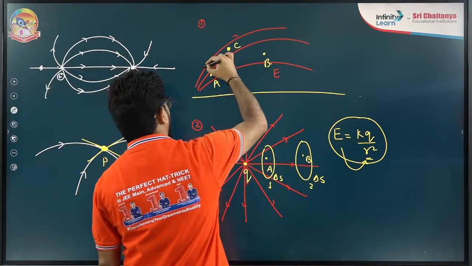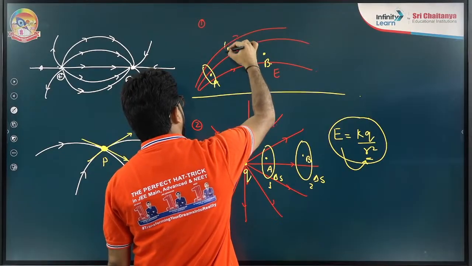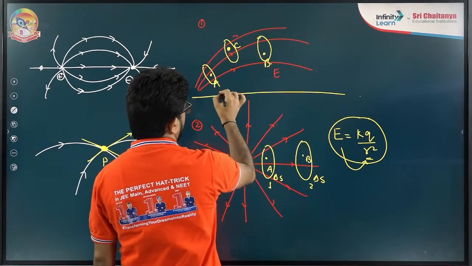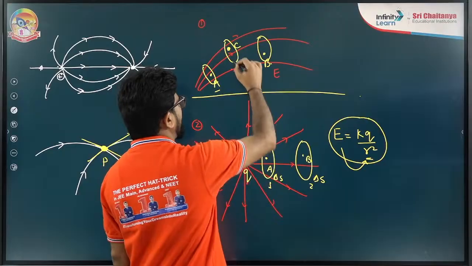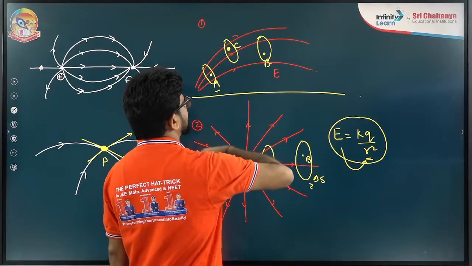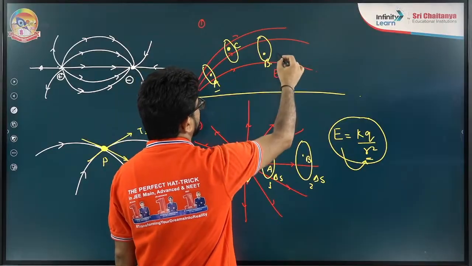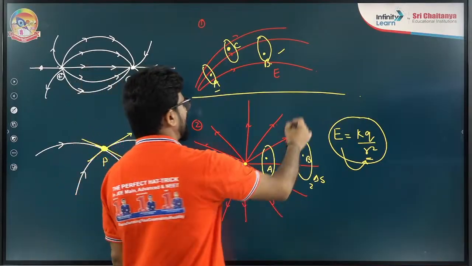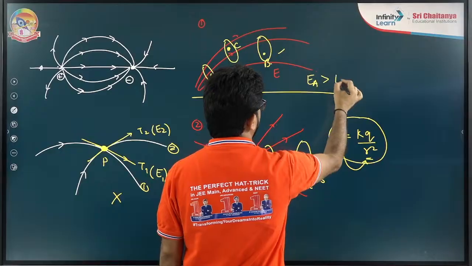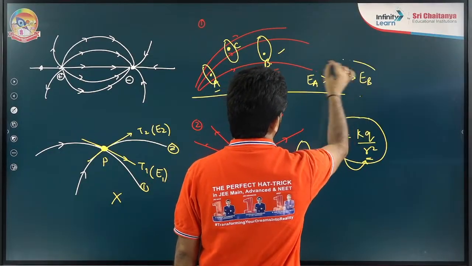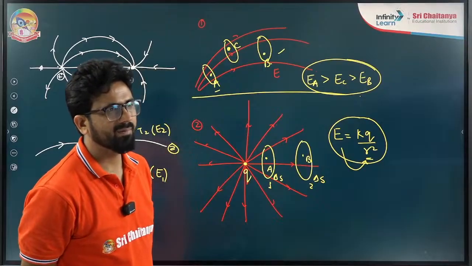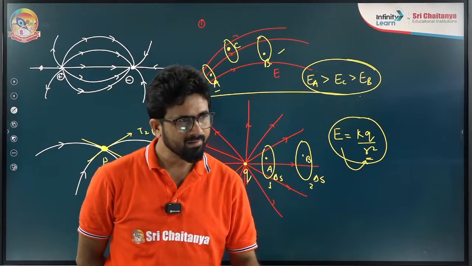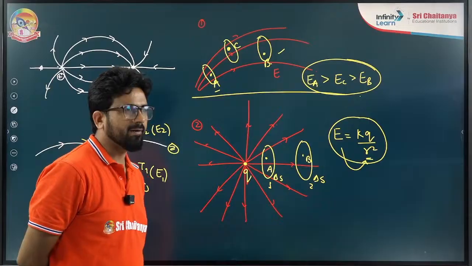Suppose you are taking this small area. Then you can see at A the number of field lines passing through is 3. At C, passing through 2. At B, only 1. That means as the number of field lines decreases, the field decreases. What is the order? Field at A is greater than field at C is greater than field at B. This is the correct answer. Everyone is giving the correct answer. Now is this concept clear to you? Clear or not clear, beta?